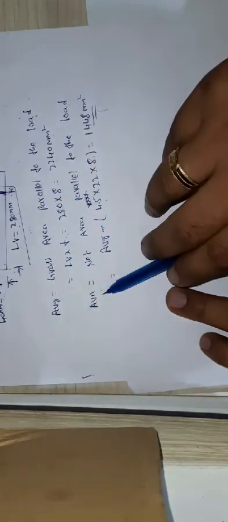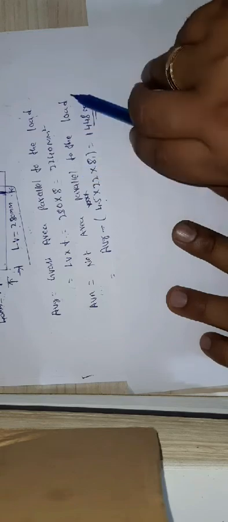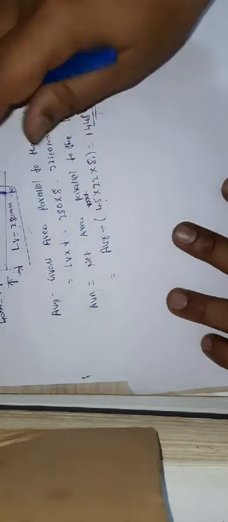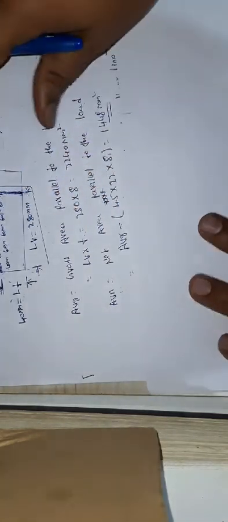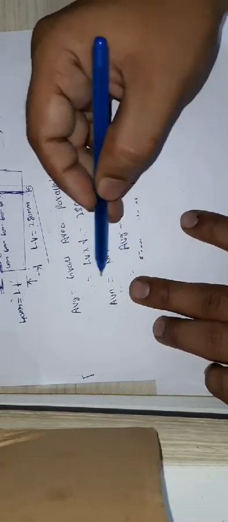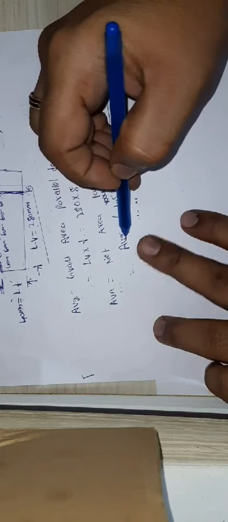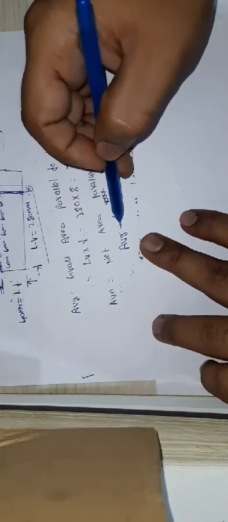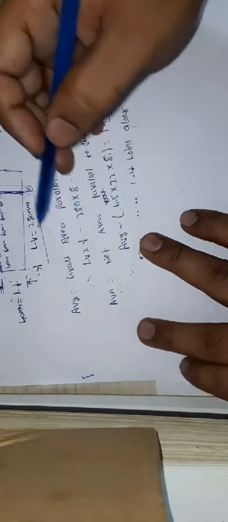Similarly, you need to calculate the net area parallel to the load. How to calculate this AVN? AVN equals AVG, the gross area parallel to the load, minus the deduction for the number of bolt holes along the shear line.